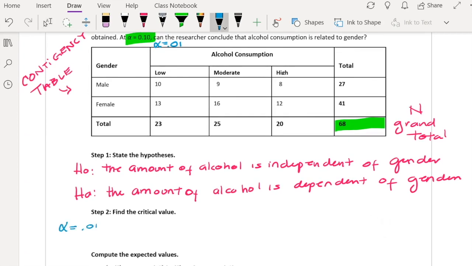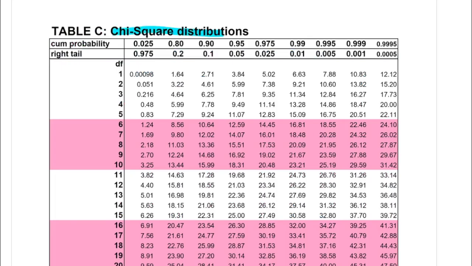Alpha 0.01. My degrees of freedom are going to be the number of rows minus 1, times the number of columns minus 1. So this is one row, this is the second row: 2 minus 1. The columns are going to be 1, 2, and 3, so 3 minus 1. Don't count the total columns when you're doing your degrees of freedom. That's a mistake that I see pretty often, unfortunately. So just 2. Chi-square table.